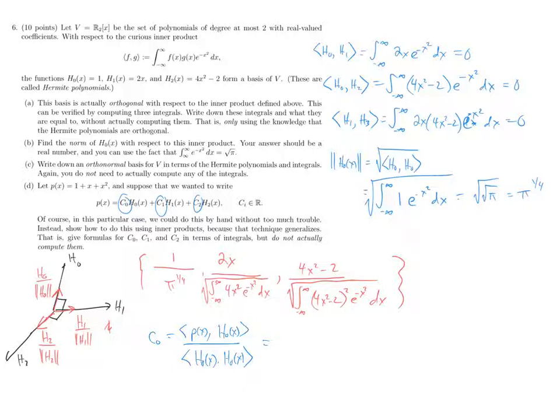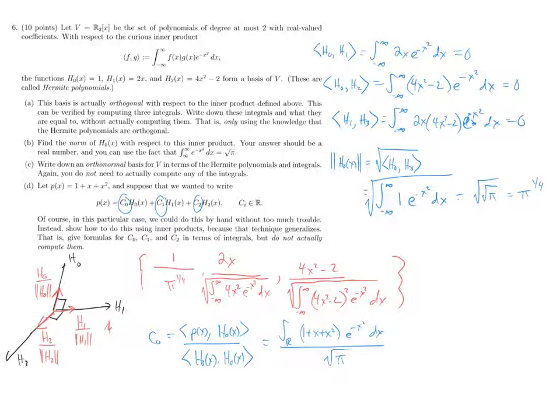So this is the integral. I'm going to start writing the integral over R instead of negative infinity to infinity. It's easier to write and to say. It means the same thing. So it's the integral over the real line of (1 plus x squared) times 1 times e to the minus x squared dx, divided by, we know what this is, this is the square root of pi.